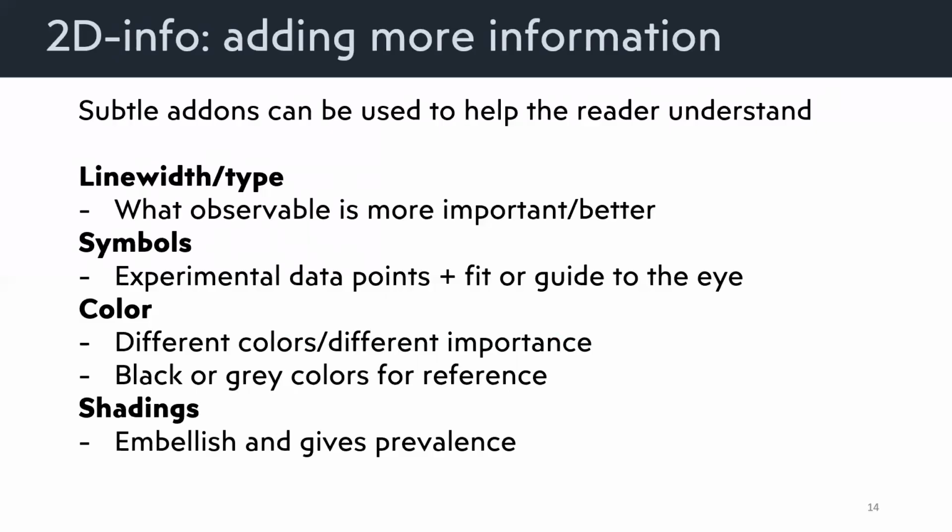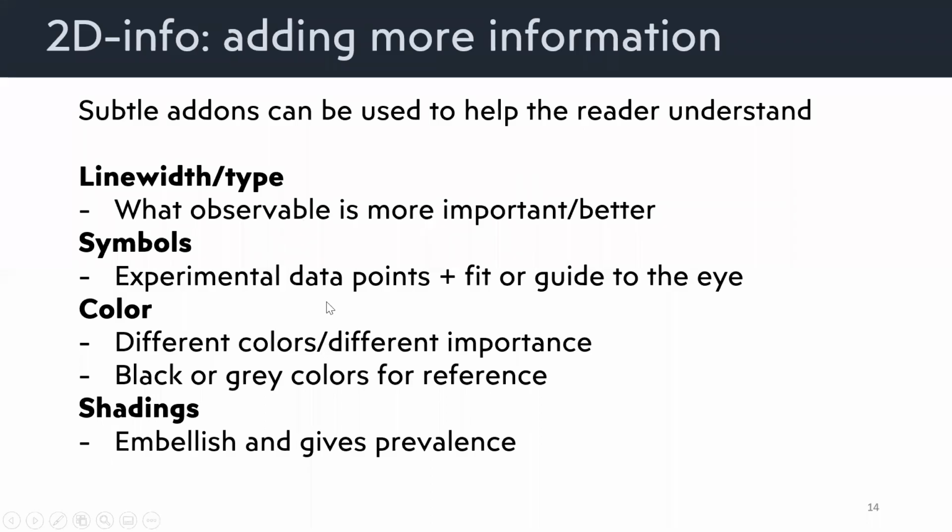You can use different colors, and there is also a lot of psychology for the colors that you choose, in the sense that different colors showcase different importance. It is typically the case that black or gray colors are better for references, and more vivid colors, reds, blues, or these families of colors are better for the samples that you want to compare to the references. Shadings in general can be used to embellish and give some prevalence to one of the traces in the plot that you're showing, but in general they are not needed, so you have to use them with care.